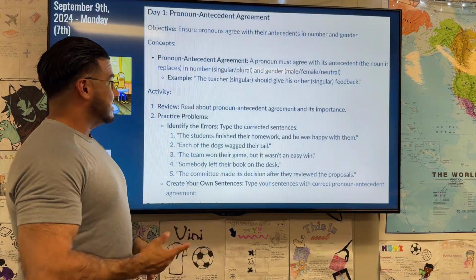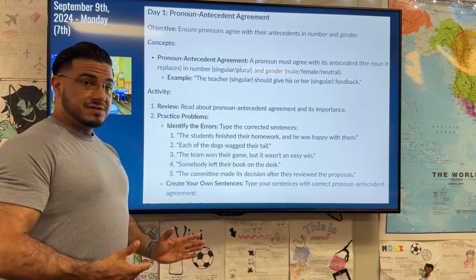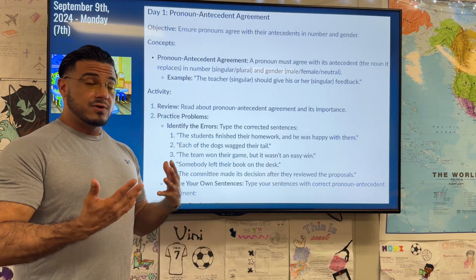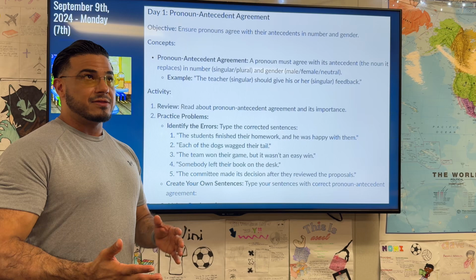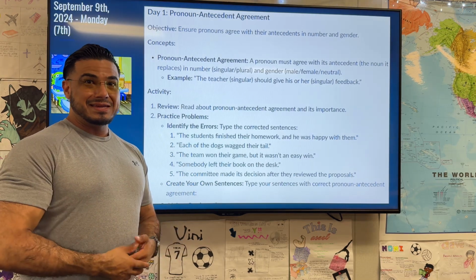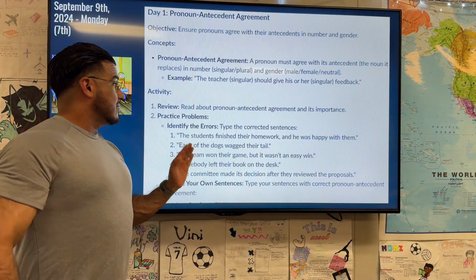Okay, let's go ahead and dig into the next 5 sample sentences. In each of these sentences, what we're going to do is determine whether or not the antecedent agrees with the pronoun used, or rather, the pronoun agrees with the antecedent it replaces. All right, sentence number 1. I'm going to read it.